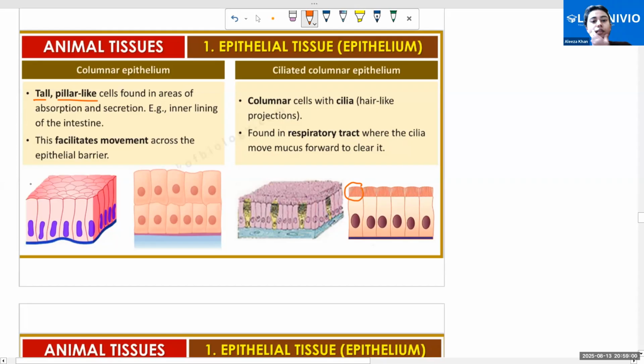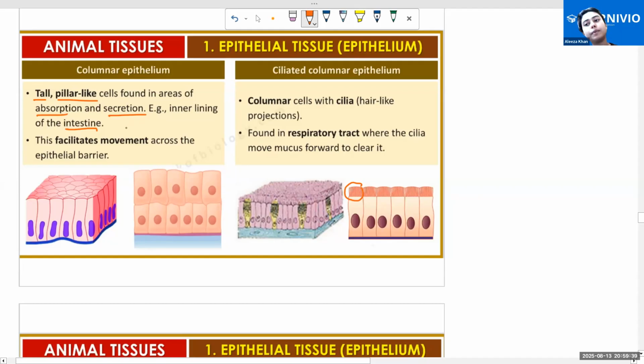So where can you find them? You can find them in areas such as the intestine. What's the role of the intestine in our body? The role of the small intestine is to digest food, while digestion is done in the stomach. But absorption is done in the intestine. Okay. So you can find this in the intestine where absorption and secretion take place. Columnar epithelium is the inner lining of the intestine.